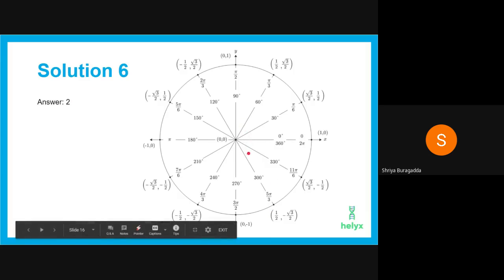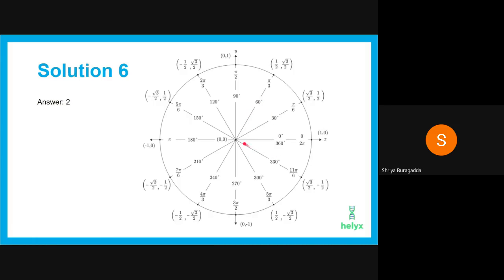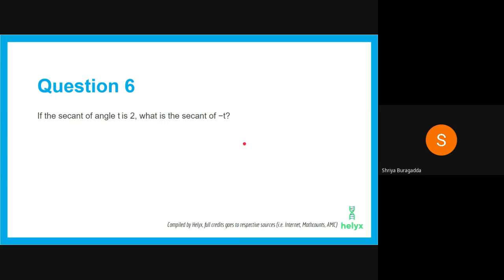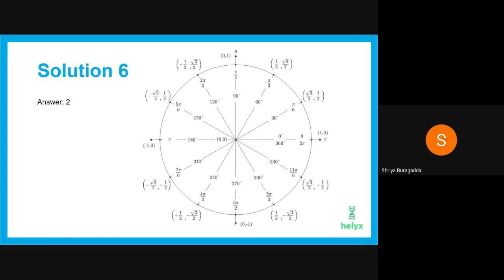And you don't have to identify an angle necessarily, since you know that the secant is 2.